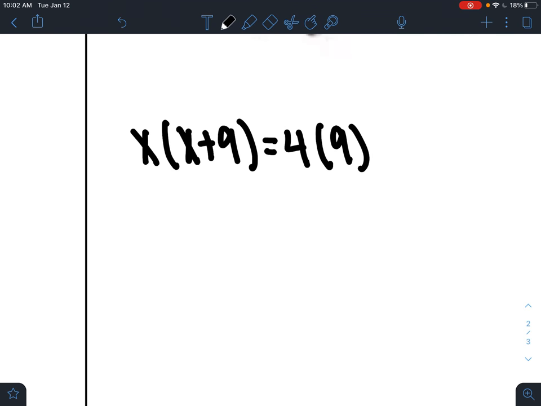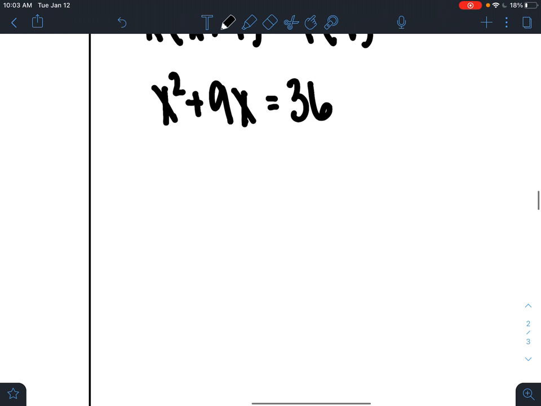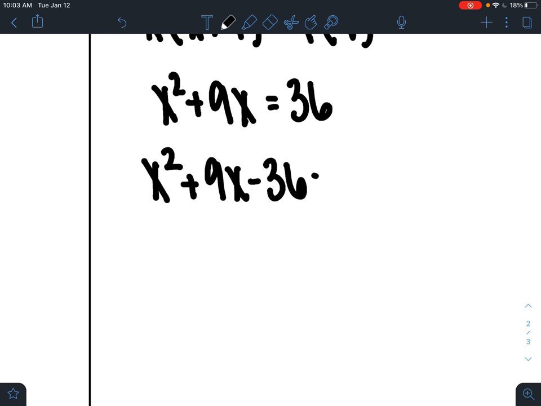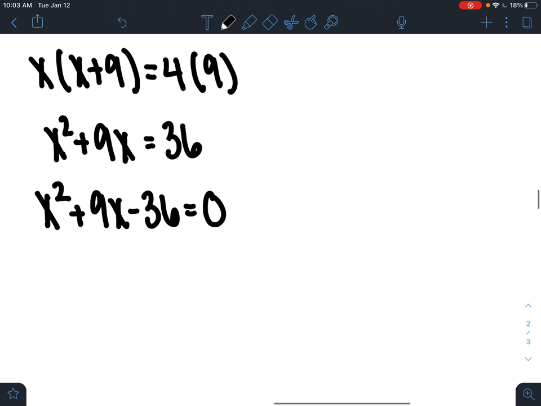So here we go, guys. If I distribute that x through, I'm going to get x squared plus 9x equals 36. Not so nice is I'm going to have to factor. So I'm going to subtract the 36 over, and I'm going to have x squared plus 9x minus 36 is equal to 0. From this point, we have to see if it can be factored. I know yesterday I made you watch a video on the quadratic formula, so you can use the quadratic formula anytime, but I like to see if I can factor first.